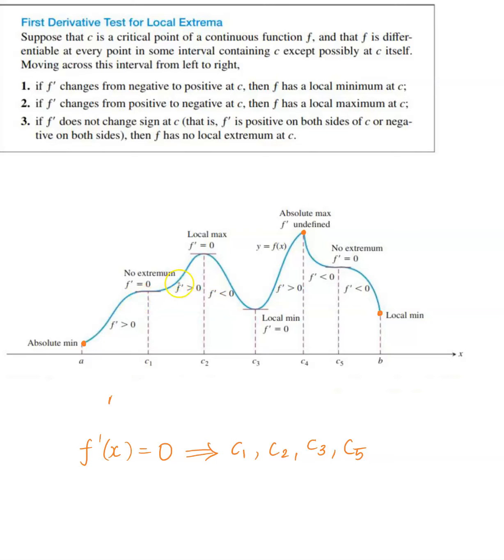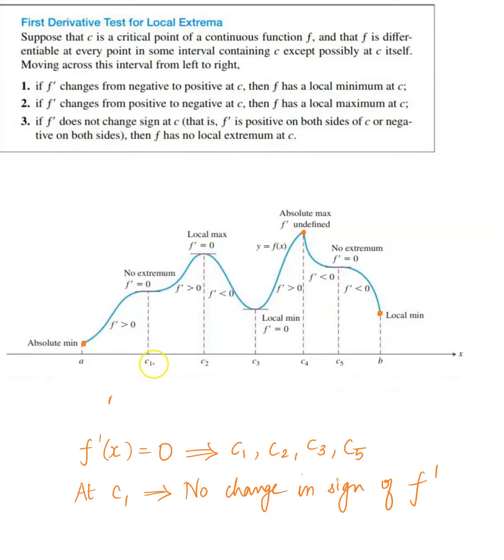So from left to right, the graph rises. What we see there, though, is that at C1, the graph rises and continues to rise. There was no change in sign from before C1 and after C1, right? So at C1, no change in sign of f prime. That is why we say no extremum, because that is the third point in this test. If f prime does not change sign at C, then f has no local extremum at C. So we got that. Next we go to C2 and do the same thing.